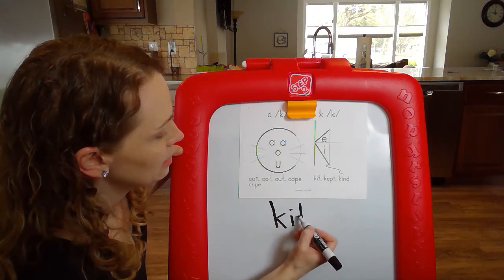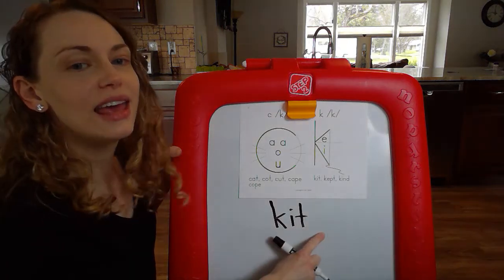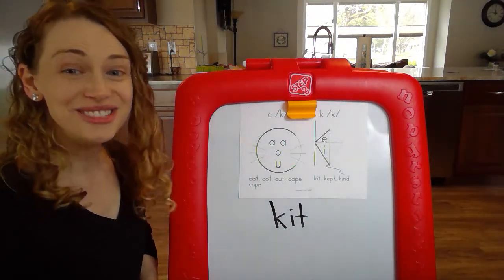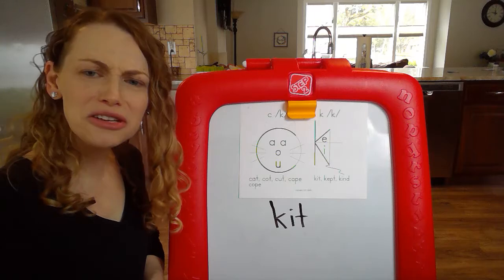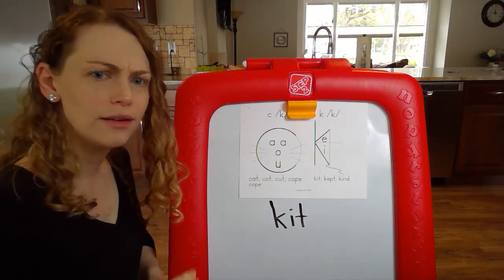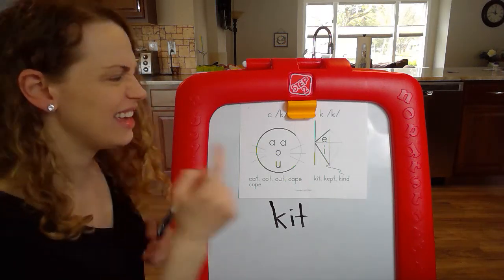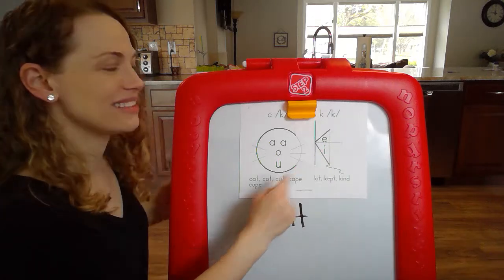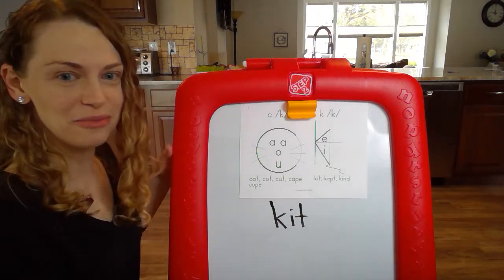K-it. Kit. Did you start with a K? How did you know it starts with a K? K-I-I-I. Has that I, so it's got to be K. All right, do the rhyme with me.